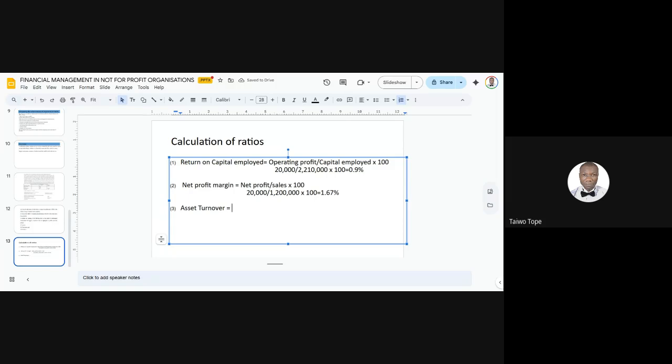Asset turnover. Our formula will be what? Assets. What is turnover? Turnover is revenue or sales. That is the word I want to get. So now from the question, the turnover is what? 1.2. That is sales, divided by what? Capital employed.